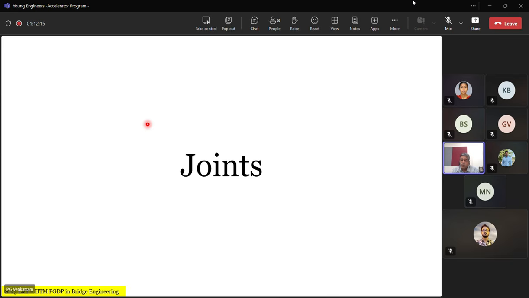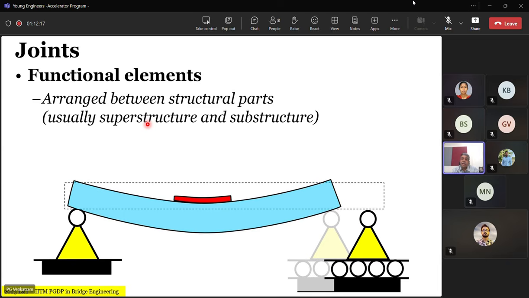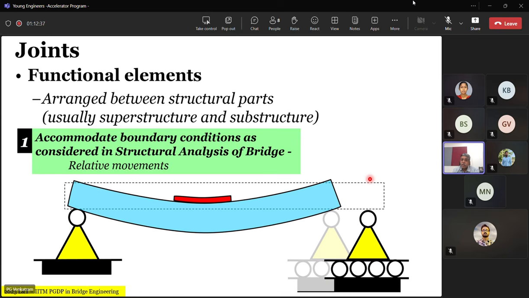We move on to the joints between the deck. So these are joints, a functional element between the structural part, usually the superstructure. I am not talking about the joint we have talked about in terms of bearing and shock transmission unit, but we are talking now about the relative displacement in the horizontal direction of the deck. They also accommodate the boundary conditions considered in the structural analysis. That's what we saw in the definition.